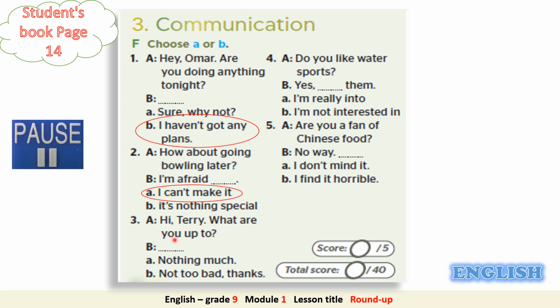Now number 3. Hi Terry, what are you up to? The correct response is nothing much or not too bad, thanks. Great, it's nothing much. Number 4. Do you like water sports? Yes, I'm really into them, or I'm not interested in them. What do you think? Very good, it's I'm really into them. The last sentence, are you a fan of Chinese food? No way, I don't mind it, or I find it horrible. What do you think? Very good, I find it horrible. Good job, students.